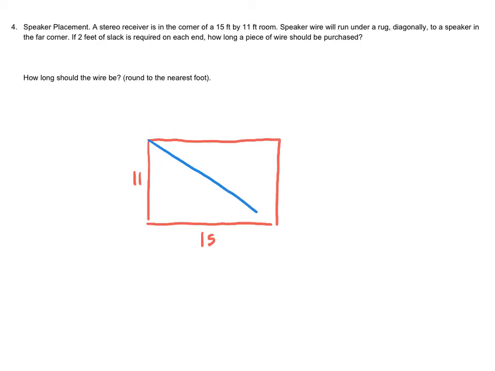It's going to run diagonally, so we've got a sort of right triangle there to a speaker in the far corner. If 2 feet of slack is required on each end. So we've got 2 feet of extra slack there, got 2 feet of extra slack there. How long a piece of wire should be purchased? So really all we need to find is this space from there to there, which is similar to what we've done so far.